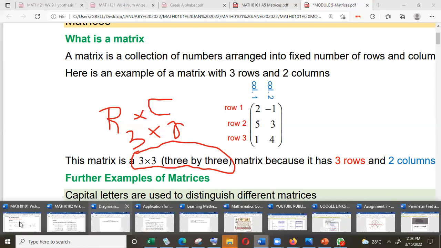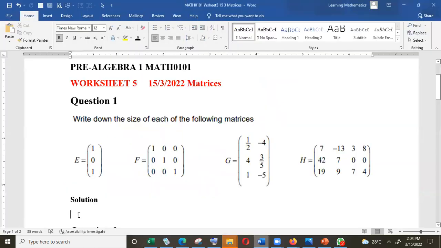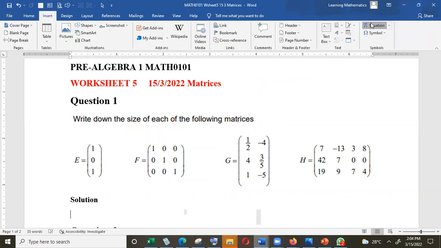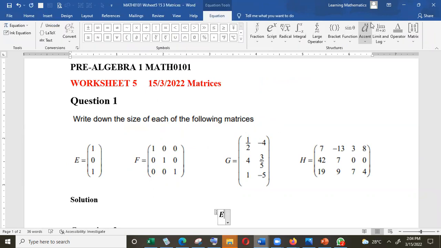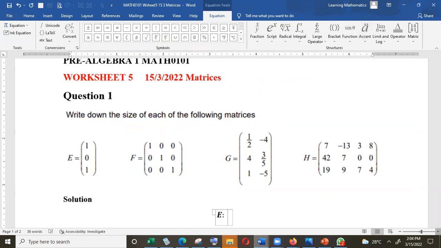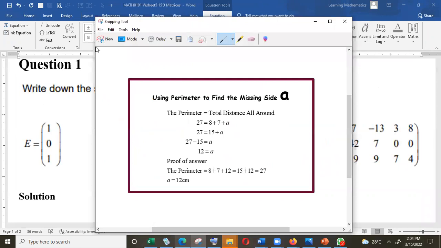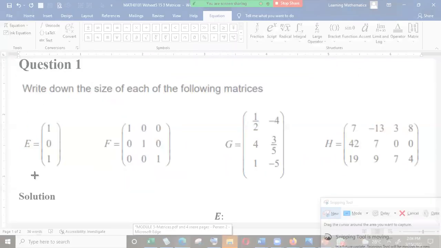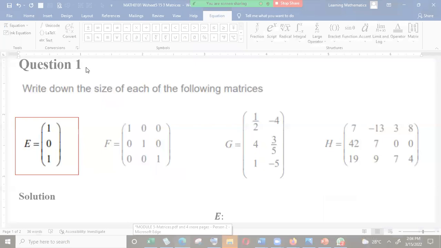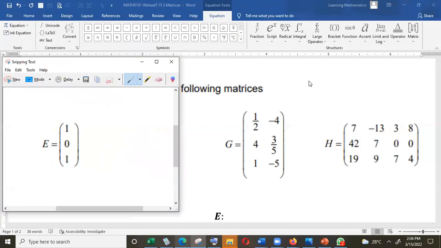in this example here, the size of matrix E. So you can put a colon. Matrix E is R. So what we need to do is to identify the number of rows in matrix E and then the number of columns. So here is matrix E. When we look at matrix E, what do we see?